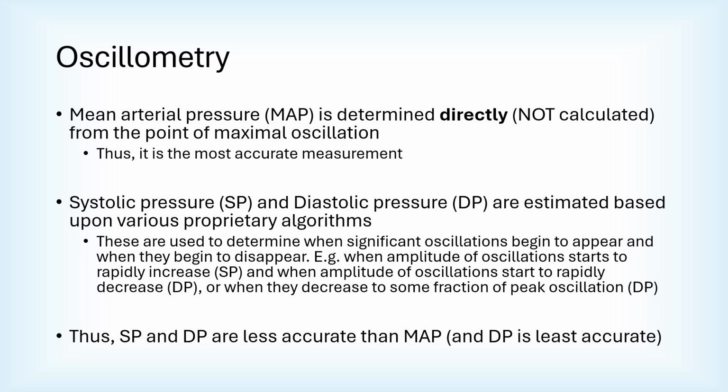So, of importance, the mean arterial pressure is determined directly from the point of maximum oscillation. Thus, it is the most accurate measurement. Systolic and diastolic pressures are estimated based upon proprietary algorithms. Thus, the systolic and diastolic pressures derived from oscillometry are less accurate than the mean arterial pressure.